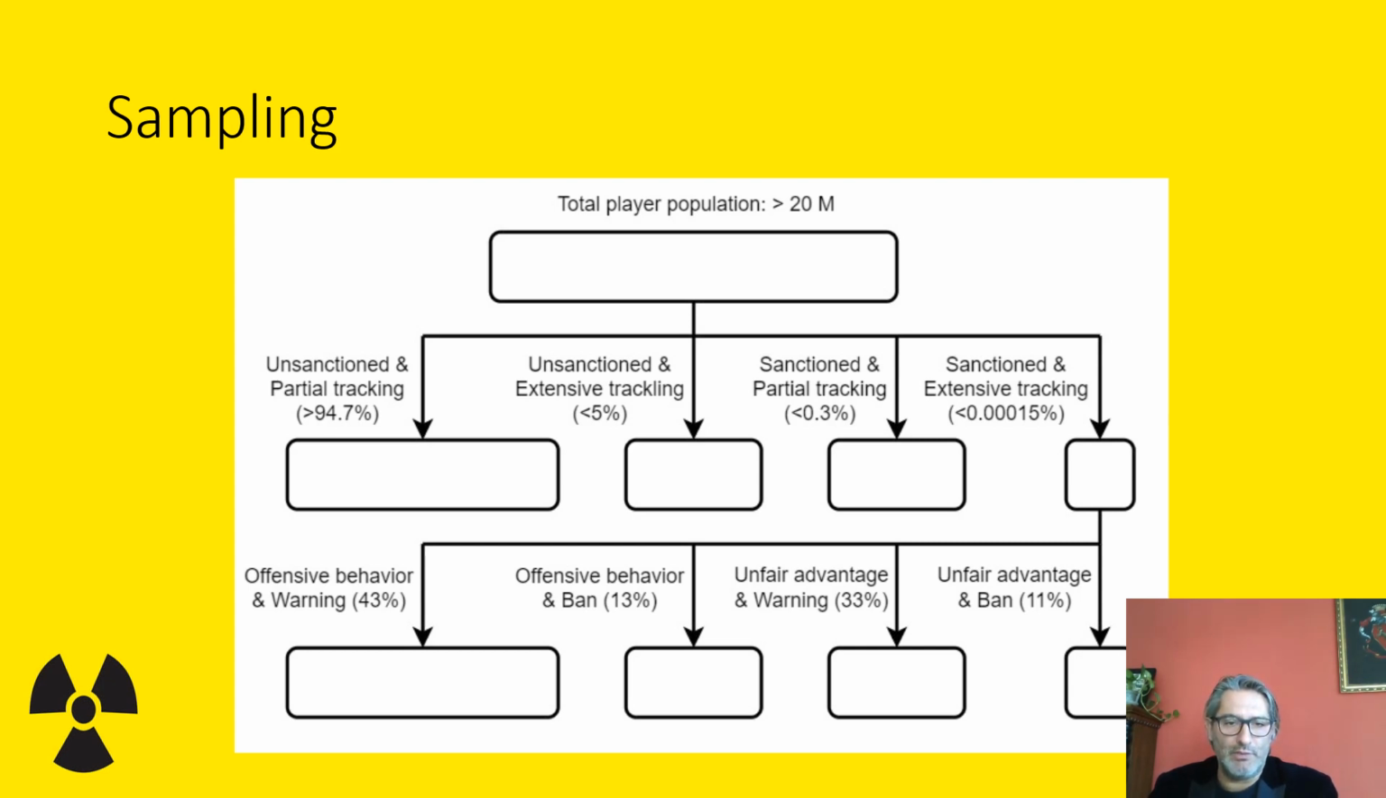At this point, this small data set was split in 4. We have players with offensive behavior that received a warning, offensive behavior that received a ban, unfair advantage that received a warning, and unfair advantage that received a ban.